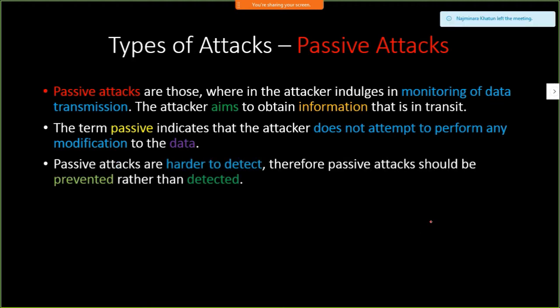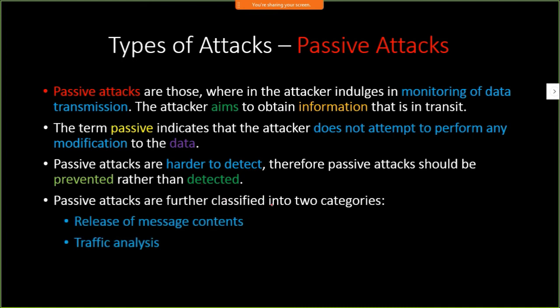Passive attacks are harder to detect. Therefore, passive attacks should be prevented rather than detected. Passive attacks are harder to detect because if your data is not changed, you will not understand that someone hacked your profile or your data. If the data is changed, then you will understand that your profile or your data has been hacked or someone operated on your data.